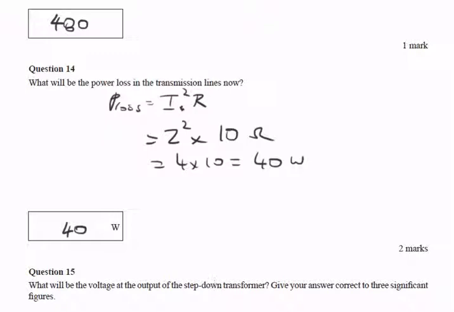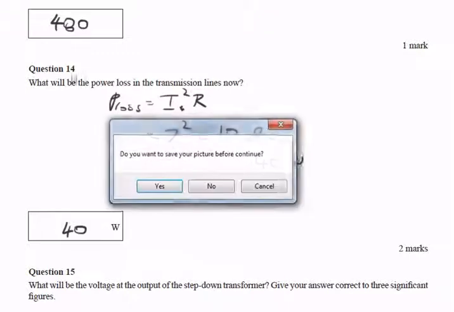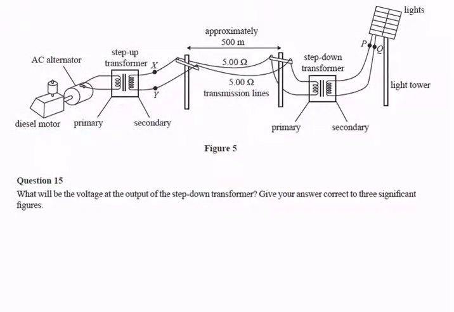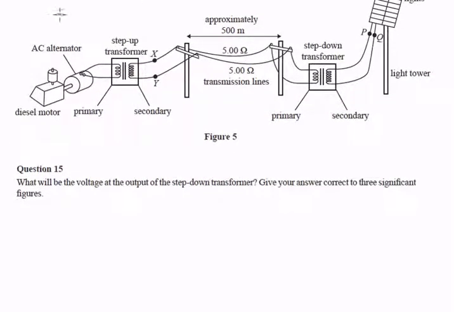Right, question 15, we've just got another page with a bit more room. Alright, I copied and pasted it again, so remember we've got 500 there, getting stepped up to 5,000 volts, 20 amps, getting stepped down to 2 amps, and they want to know what's the voltage at the output of the step down. So what's the voltage here? Give your answer to 3 significant figures.